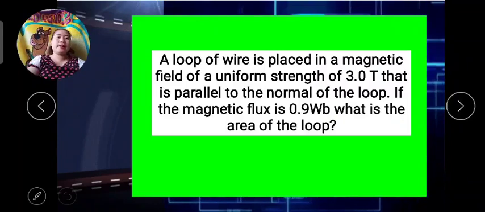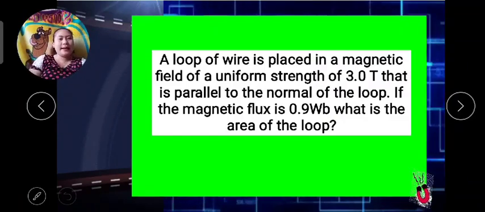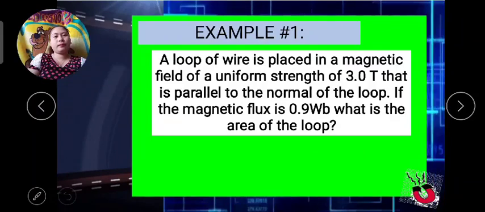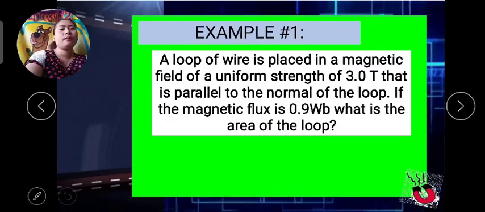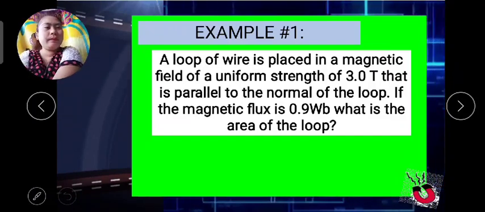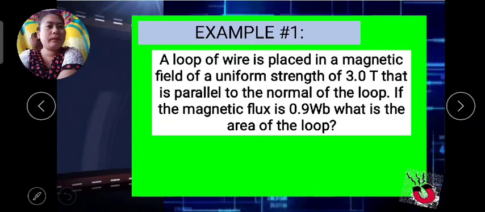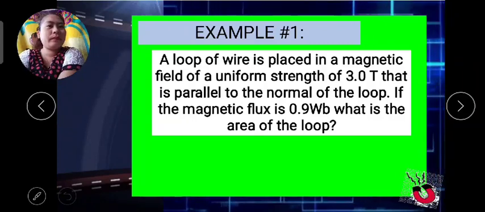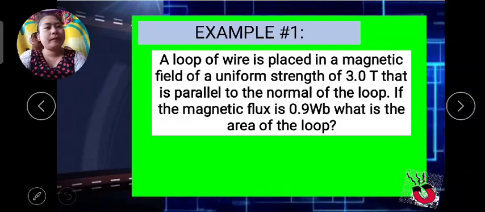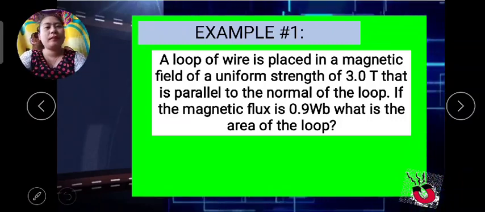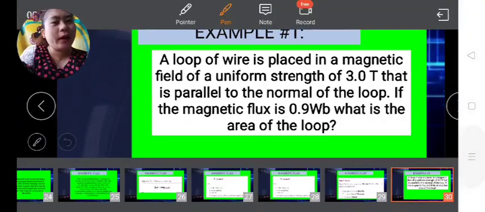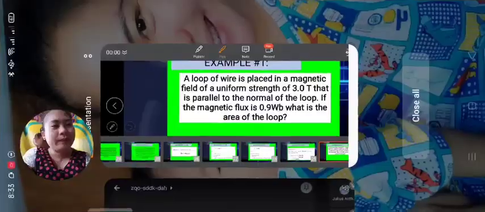Please read example number 1, Adli. A loop of wire is placed in a magnetic field of a uniform strength of 3.0 Tesla that is parallel to the normal of the loop. If the magnetic flux is 9.09 Weber, what is the area of the loop? Okay, so what is the area of the loop? Let's proceed to the computation.